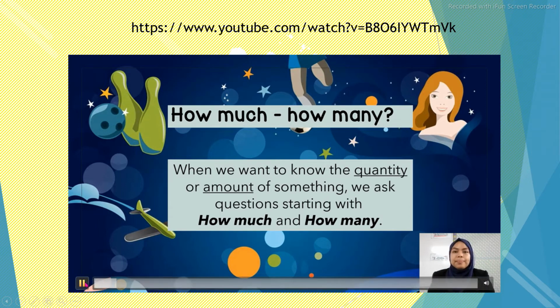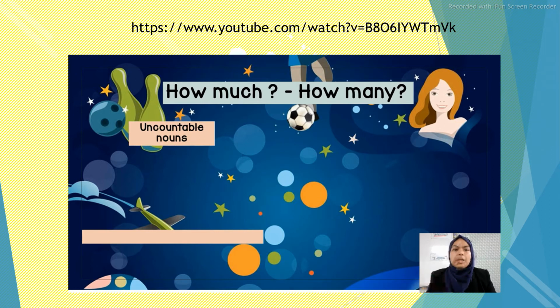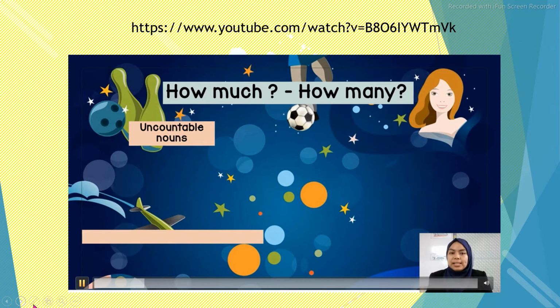Okay, but there's a difference between how much and how many. Bila nak guna how much and bila nak guna how many. Okay, how much and how many. For how much, we are going to use it for uncountable nouns. Uncountable nouns tu apa? Yes, tak boleh dikira. You cannot count it. Okay, later we look at the example. So you have to remember how much is used for things that you cannot count.